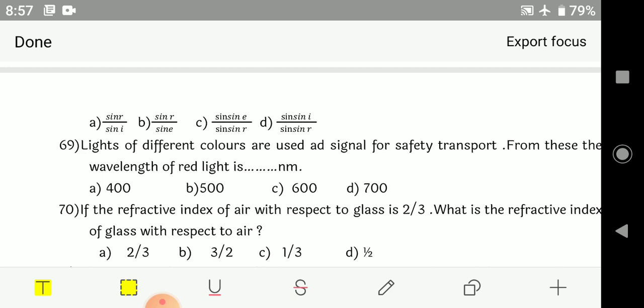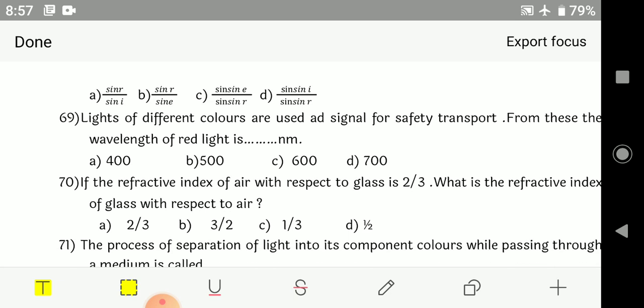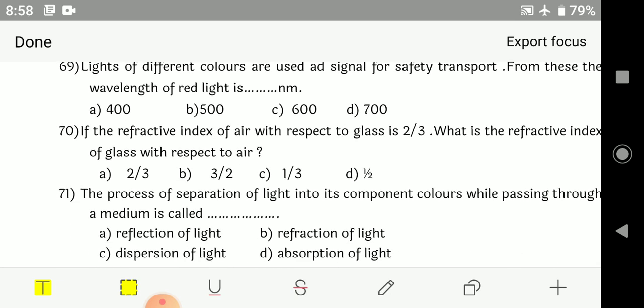From these, the wavelength of red light is... Okay, that is your option D, that is 700 nanometer. If the refractive index of air with respect to glass is 2:3, what is the refractive index of glass with respect to air? It will be 3:2. Option B.